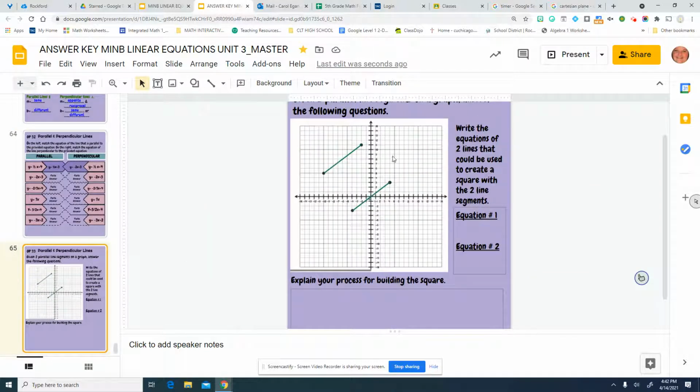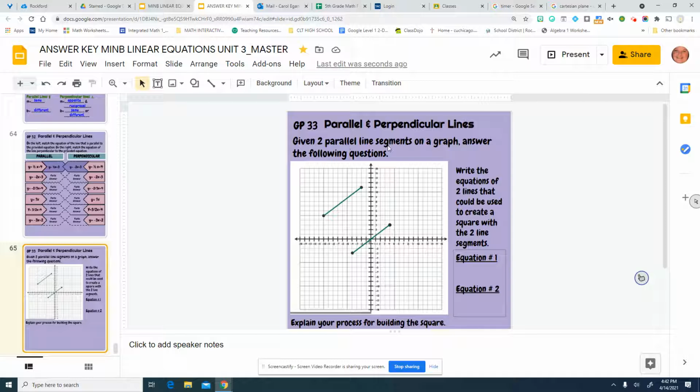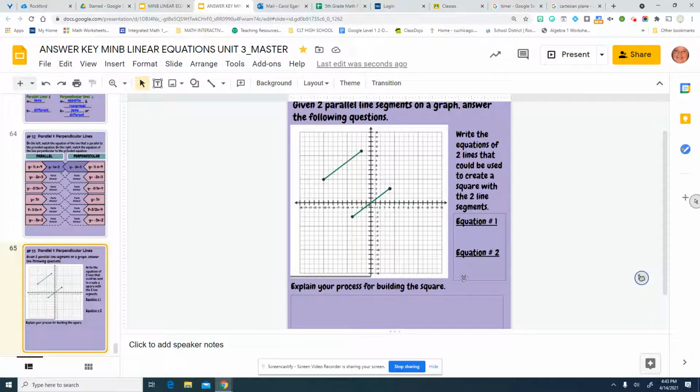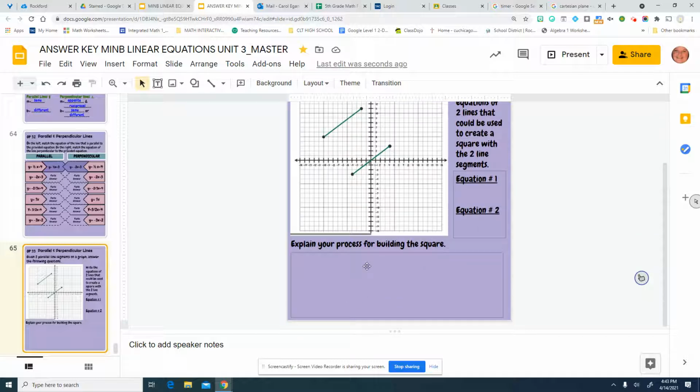On 65, ask you the following question. It says, given two parallel line segments on a graph, answer the following questions. Write the equations of two lines that could be used to create a square with the two line segments. So what lines would you need to be able to connect these 2 points and these 2 points? What are the equations of those lines? So we're going to list the first equation here, second equation here, and then explain how you thought about it and how you worked through what you needed to do. And that is it for parallel and perpendicular lines.